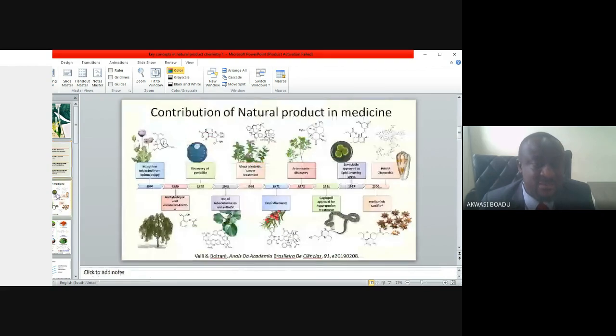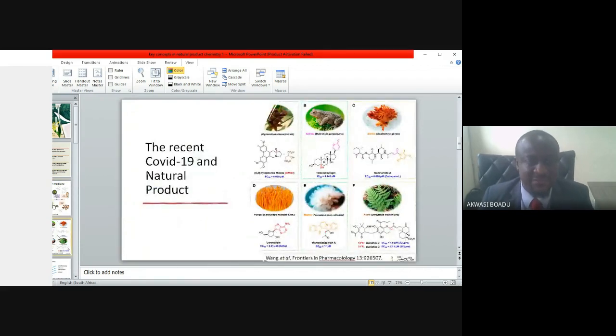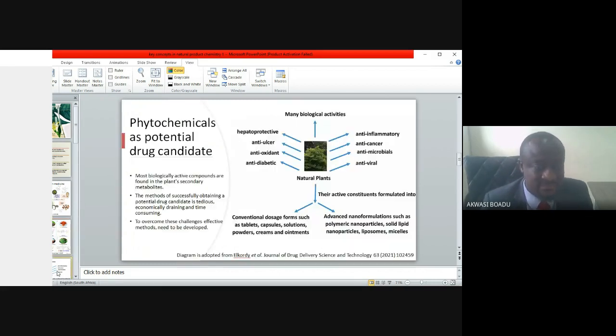So you can see in slide 3 and slide 4, these are some of the contributions that natural products have made in medicine or in the pharmaceutical industry. In the 1800s, morphine was discovered from opium poppies. We can see that penicillin and all that has been discovered. Even during COVID-19, on slide 4, these are products that have been discovered from marine to terrestrial to plant or even fungi. We are finding solutions to diseases.